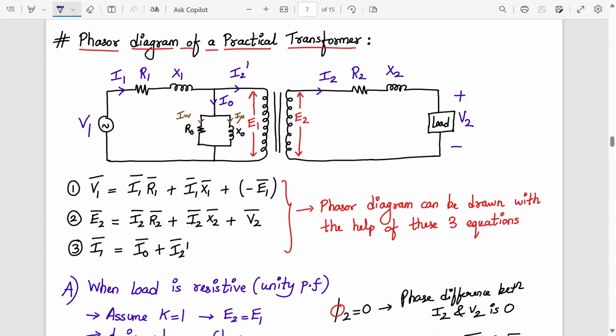Till then, you draw the equivalent circuit, please. Draw the equivalent circuit.